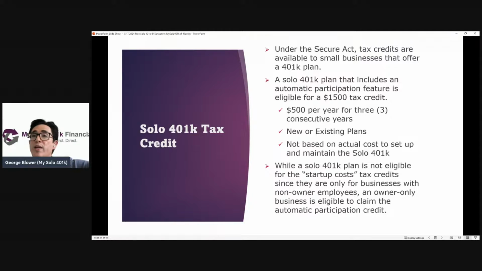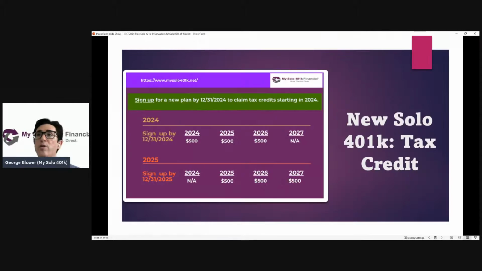So all new plans going forward, as well as individuals that have an existing plan, right? You could have an existing plan at Vanguard, you upgrade to our plan. Now you're going to be eligible to claim the $1,500 in tax credits. So it's $500 per year for 3 consecutive years. So if someone signs up here in 2024, right, they're going to be eligible to claim a $500 tax credit starting when they file their 2024 taxes, and then again for 2 more years.